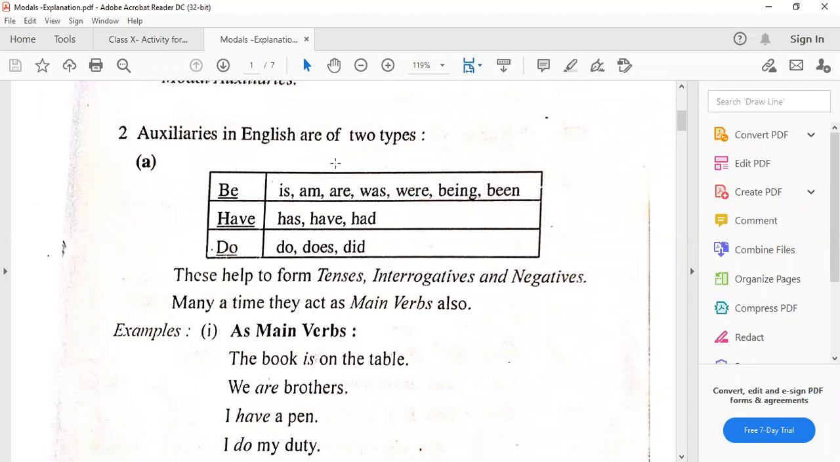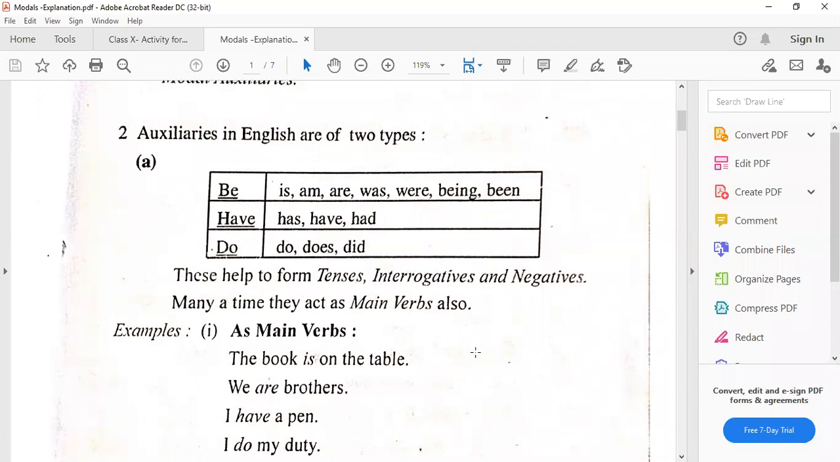These auxiliary verbs, which we call the helping verbs also, they all are based on the tenses. And we use them according to the tenses to make different tenses, to convert the sentences into question form and to make negative sentences. And many times they are used as a main verb also.